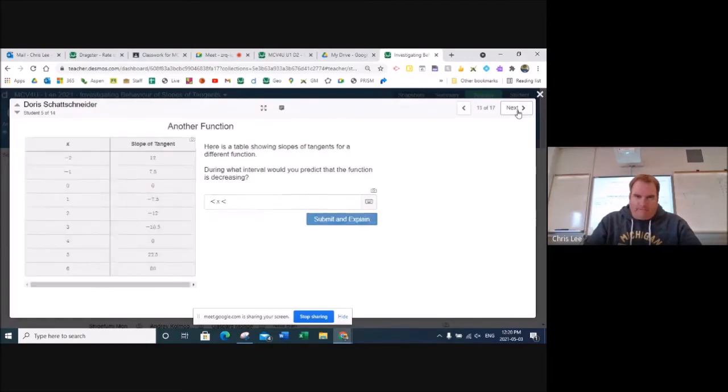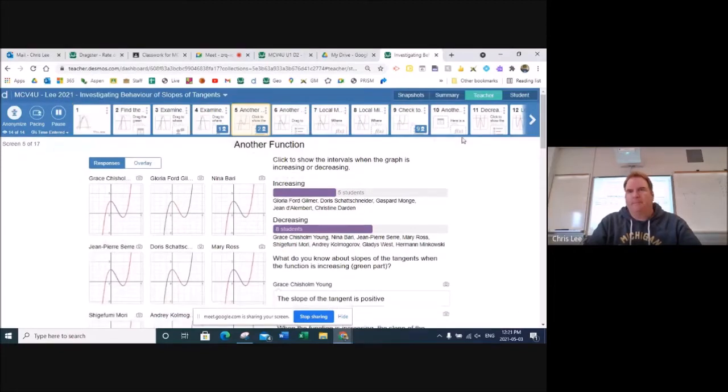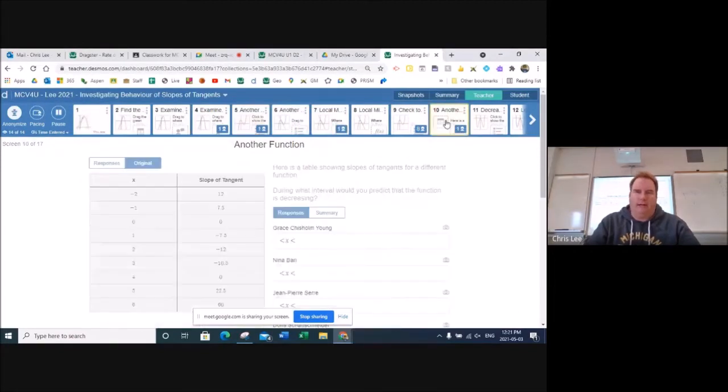Okay, so now you are on to another function, so I'm just going to release this. Now you can go on to slide 10 and look at a different function.